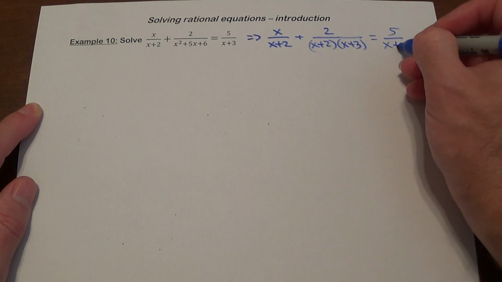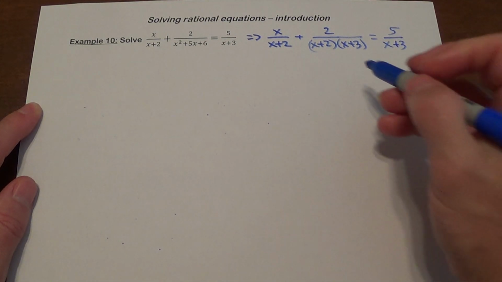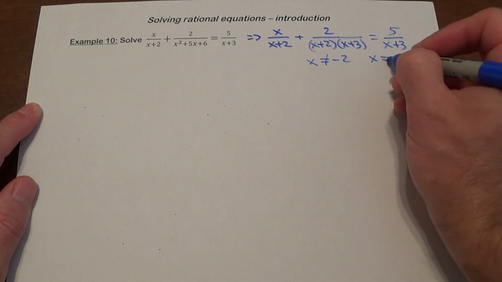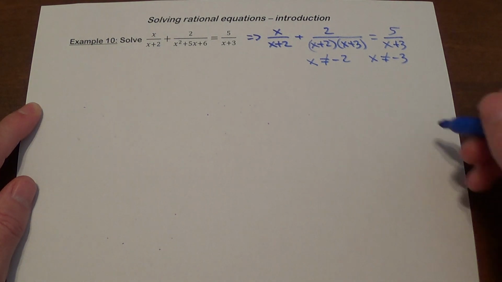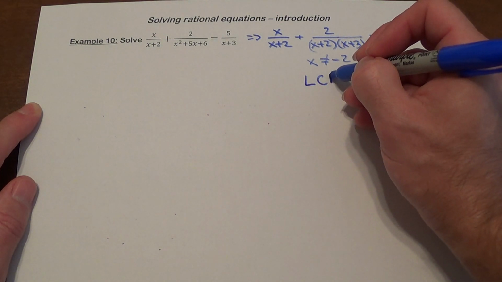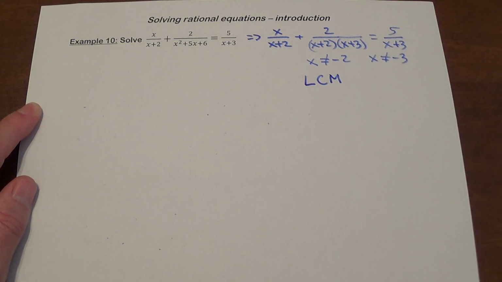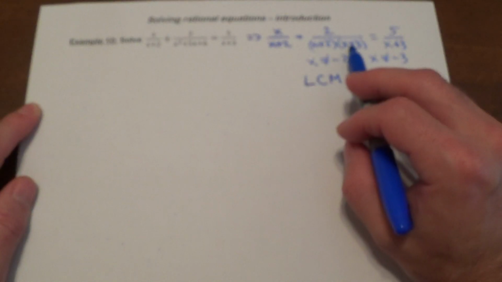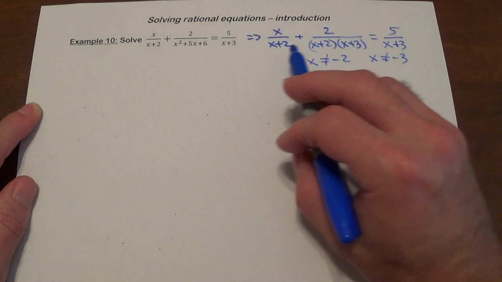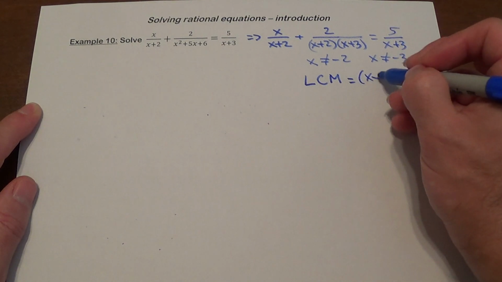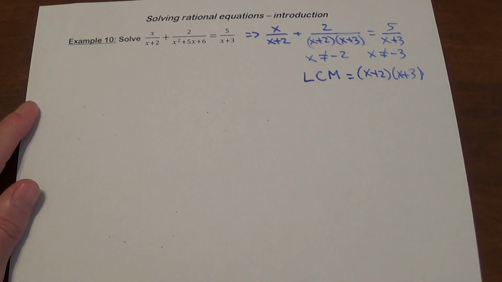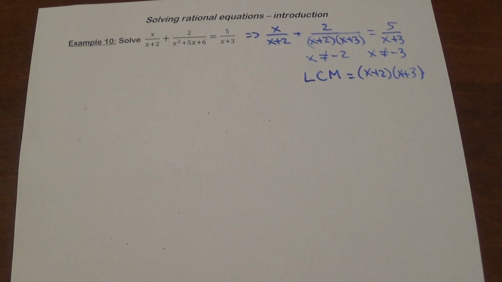Equals 5 over x plus 3. So what x cannot be? Negative 2 and negative 3, right? X cannot equal negative 2 and x cannot equal negative 3. What is our least common denominator here? Well, the least common denominator, or least common multiple, is going to be this, x plus 2 times x plus 3, because both this one goes into it and this one goes into it. I should actually call them least common denominator, but the term least common multiple is appropriate too. I don't know why I started writing least common multiple, but that's okay.